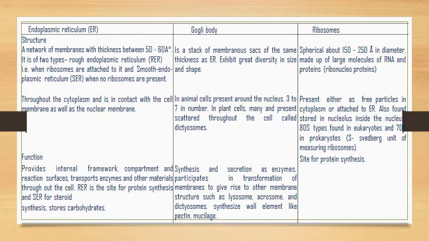Ribosomes: spherical structures about 150 to 250 angstrom in diameter, made up of large molecules of RNA and proteins, ribonucleoproteins, present either as free particles in the cytoplasm or attached to the endoplasmic reticulum. Also found stored in the nucleolus inside the nucleus. 80S types are found in eukaryotes and 70S in prokaryotes. As you know, Svedberg unit. So, site for protein synthesis.